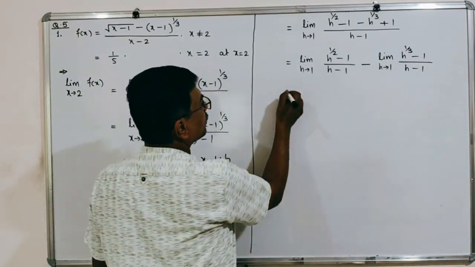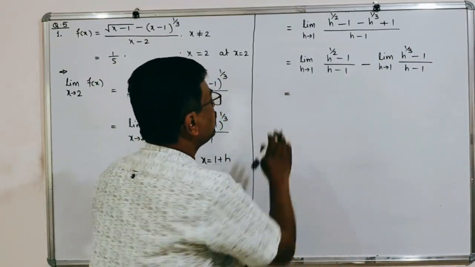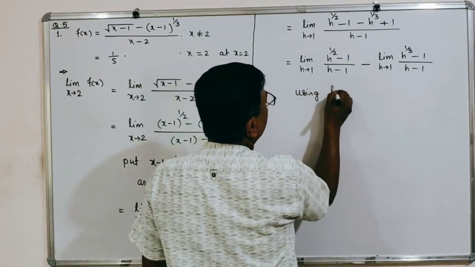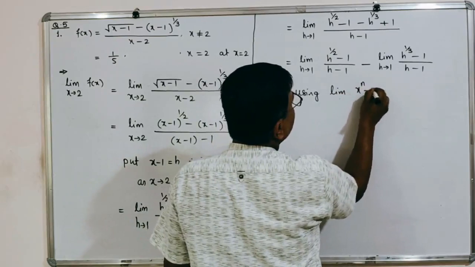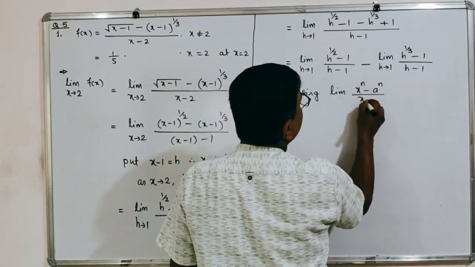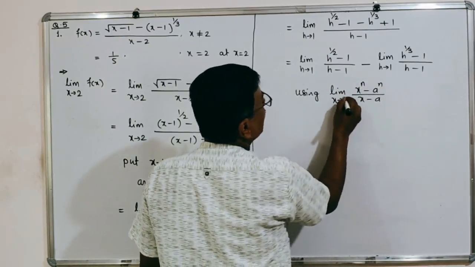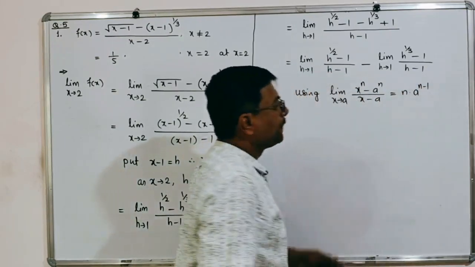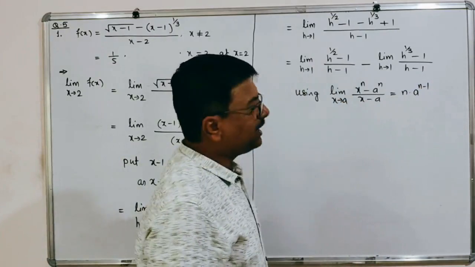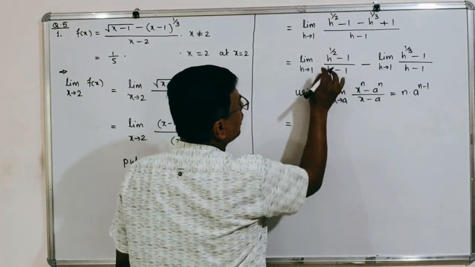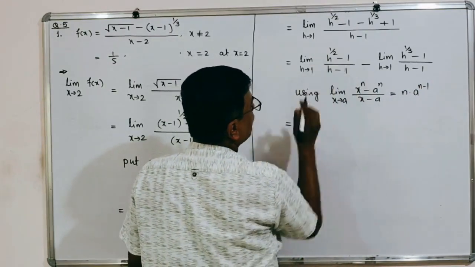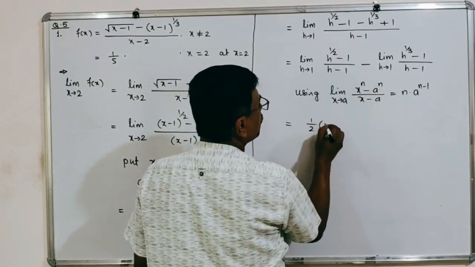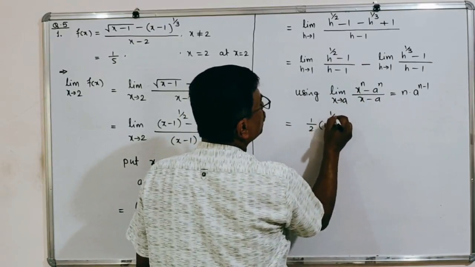Now, apply the formula. Using the formula, limit of x raised to n minus a raised to n divided by x minus a as x tends to a is equal to n into a raised to n minus 1. Using this formula, we can find its limit. The value of n is 1 by 2, means 1 by 2 into the value of a, which is 1, means 1 raised to 1 by 2 minus 1.